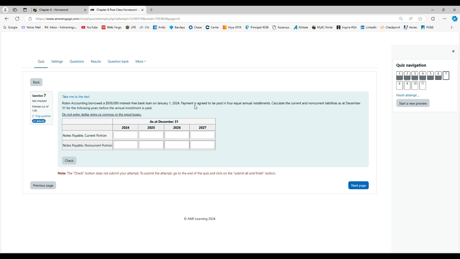Payment is agreed to be paid in 4 equal annual installments. Calculate the current and non-current portions at December 31st. So with 4 equal installments, I'm just going to take the total divided by 4. 958 divided by 4 gets 239,500. So we're saying in each of the next 4 years, you're going to have to pay back 239,500. And we took this out on January 1.